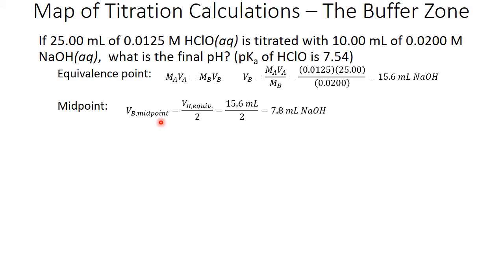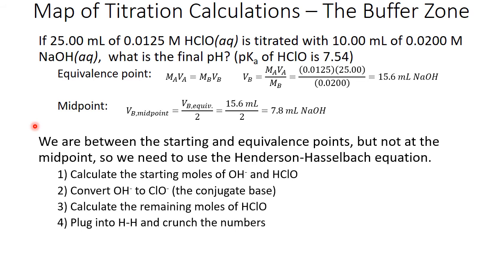The volume at the midpoint is half that of the equivalence point, or 7.8 milliliters of sodium hydroxide. We have not added that, we've added more than that, so we're somewhere between the midpoint and the equivalence point. We want to check for the midpoint because here the pH would equal the pKa of the acid in question. Since we are between the starting point, where we haven't added any sodium hydroxide, and the equivalence point, but we're not at the midpoint, we need to use the Henderson-Hasselbalch equation, and that encompasses just 4 steps.